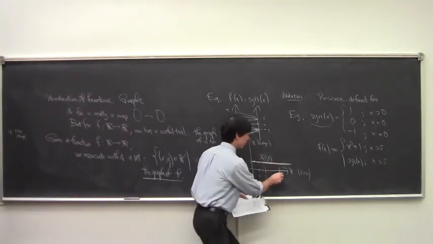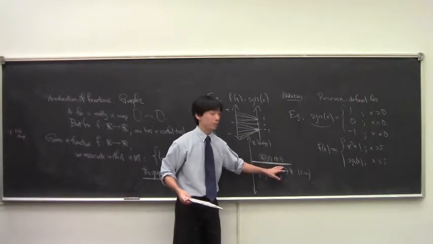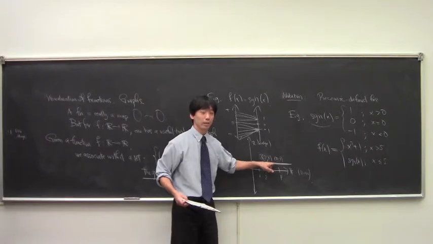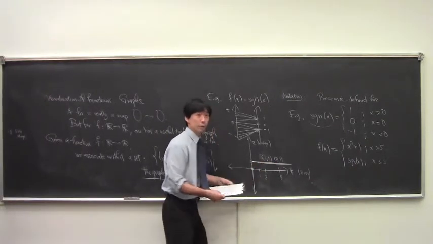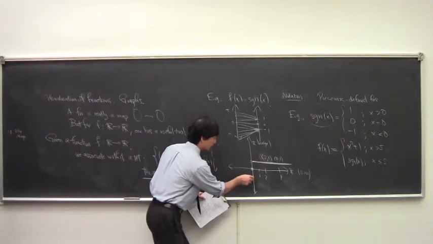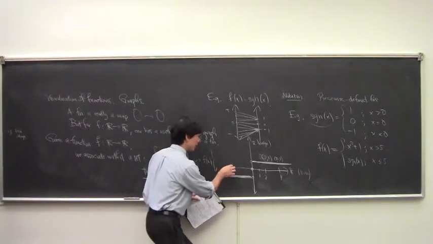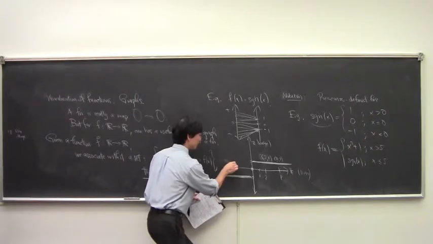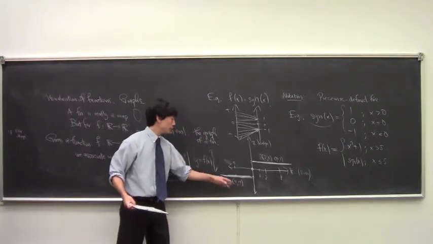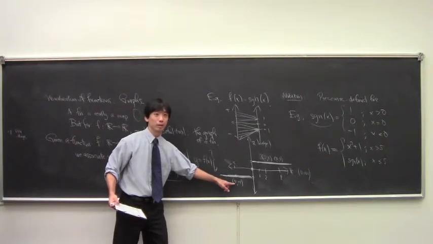Because for any number p, p comma 1 lies on the graph, because 1 is the sign of this positive number. Of course, 0, 0 lies on your graph because signum of 0 is 0. And everybody over here lies on your graph, because if you take some negative number n, then n comma negative 1 satisfies this relation. Negative 1 is the sign of your negative number.